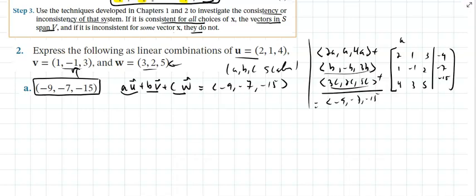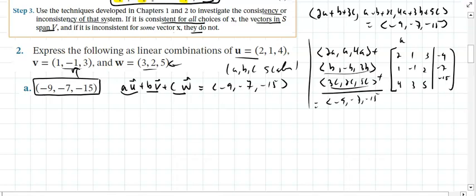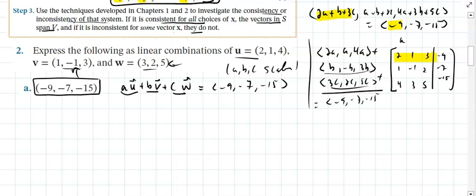Or I could say, if I really want to write it out, 2A plus B plus 3C, and A minus B plus 2C, and 4A plus 3B plus 5C equal -9, -7, -15. And wouldn't you set the I component equal to the I component, the J component equal to the J component, and so on? Isn't that how things work?